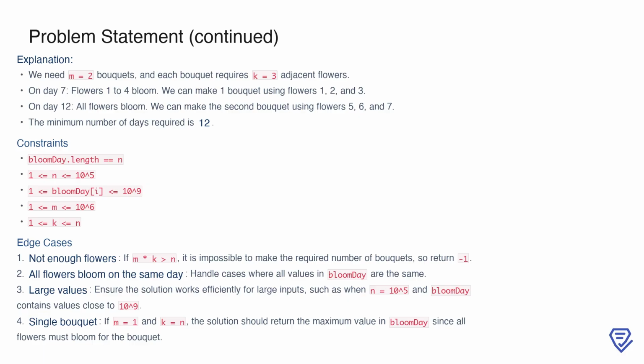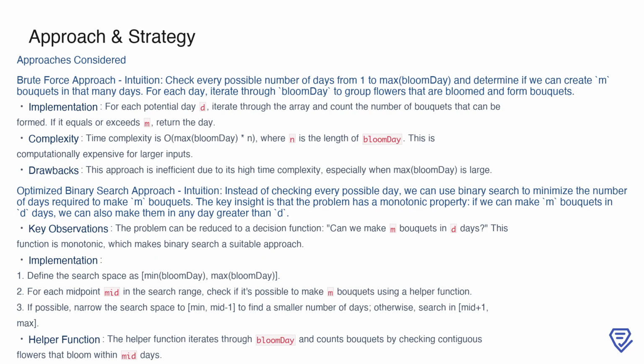This example highlights how the solution must account for both the blooming schedule and the adjacency requirement to determine the earliest day when all conditions are satisfied. Lastly, keep in mind important constraints such as the size of the input and edge cases, like when there aren't enough flowers or when all flowers bloom simultaneously. To solve this problem, we first considered 2 approaches.